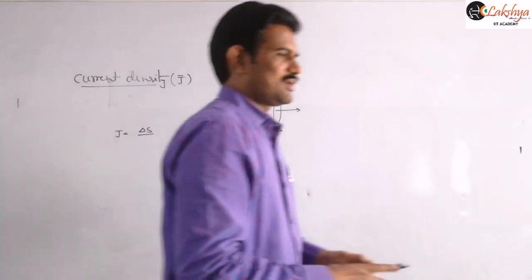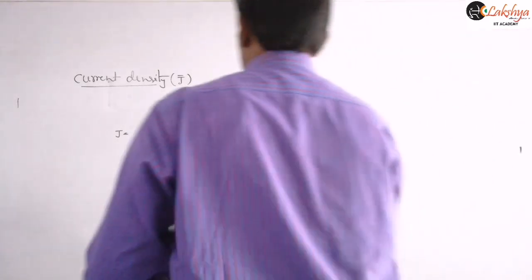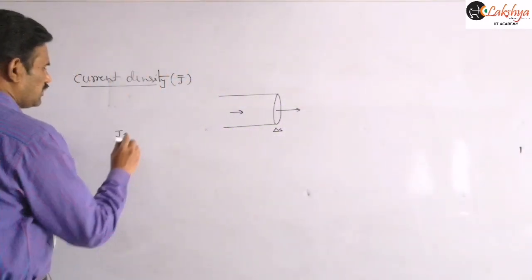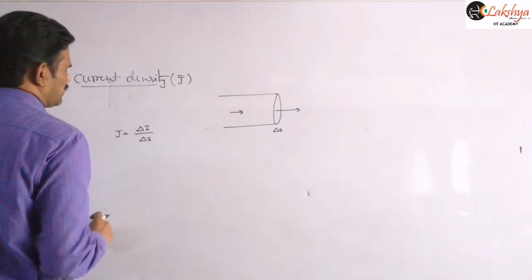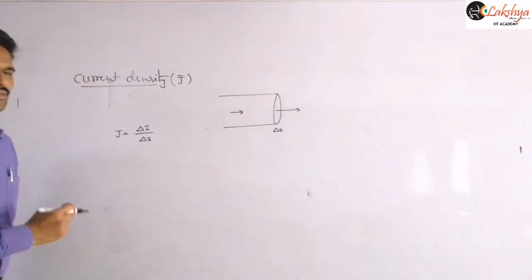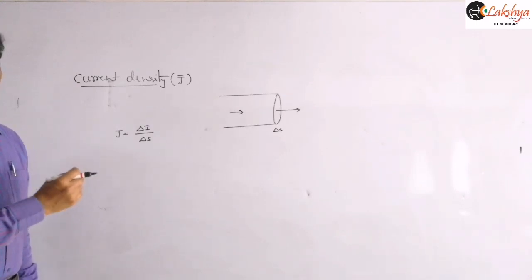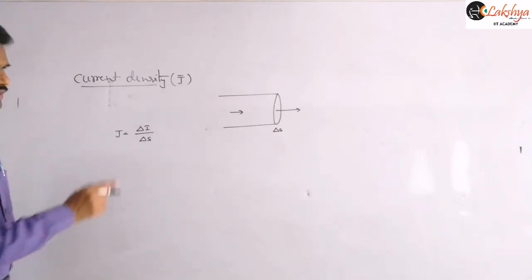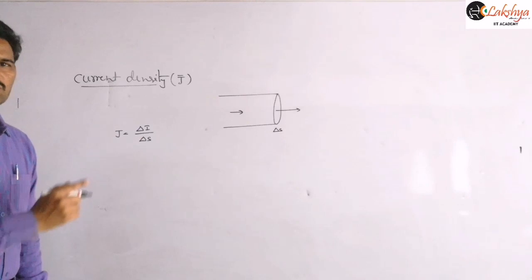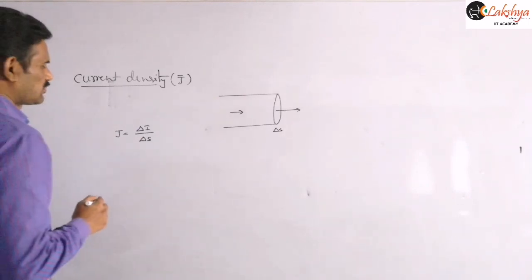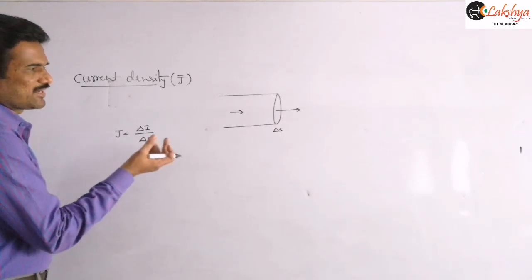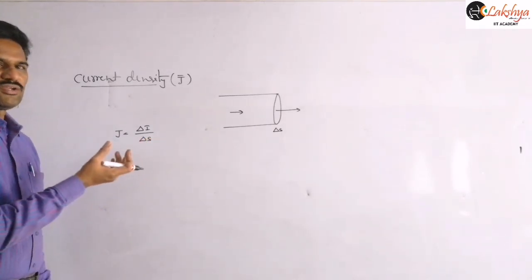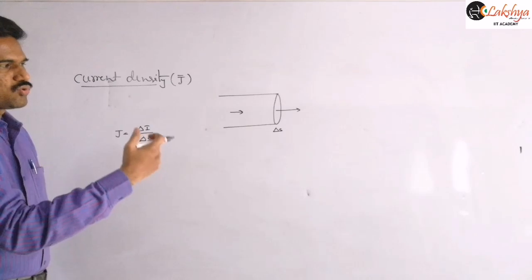delta I by delta T. If delta I is the current flowing through this, then J is delta I by delta S. That means we can simply define it as current flowing per unit area. The current flowing per unit area is nothing but what we call current density here. And this is simply the average current density through the whole cross section.